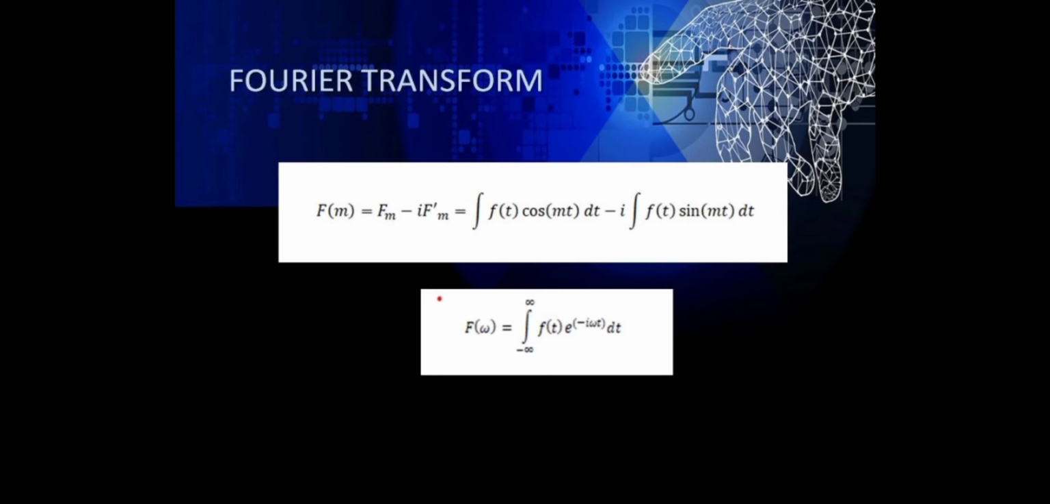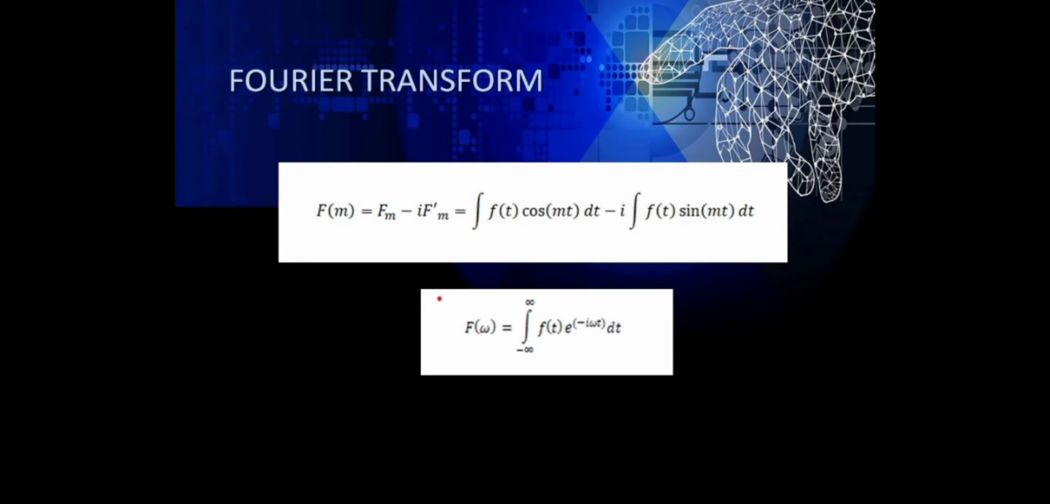Let's now allow f of t to range from negative infinity to positive infinity. So we'll have to integrate from negative infinity to positive infinity. And let's redefine m to be the frequency, which will arrive at F of omega is equal to the integration from negative infinity to positive infinity of f of t times e to the power of negative i omega t dt. F of omega is called the Fourier transform of f of t.